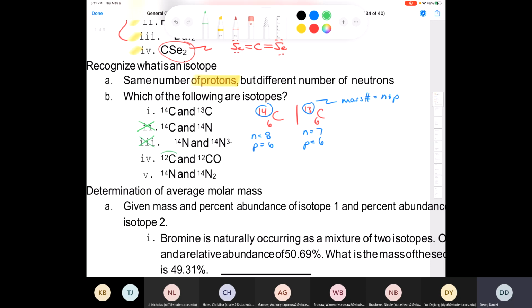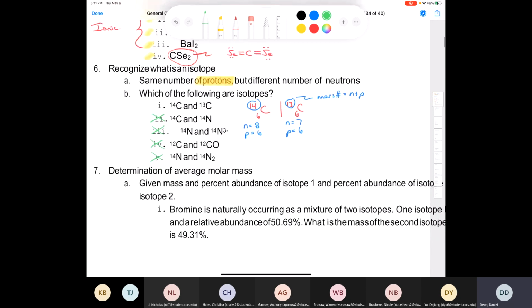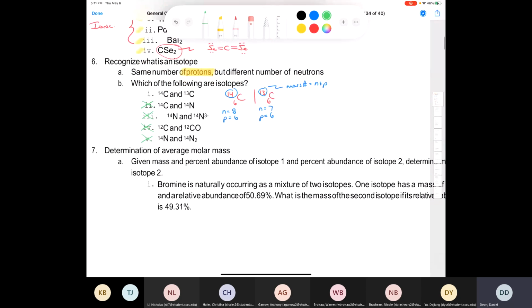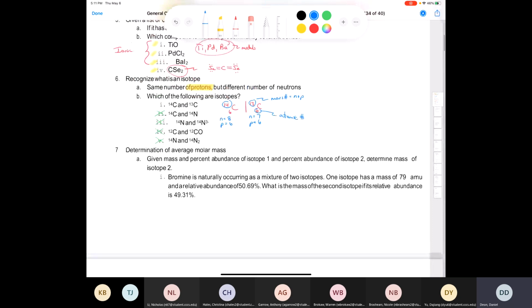Here we have an element and a compound. Right? This is carbon-12 in carbon monoxide. So those are completely different. Then we have nitrogen-14 and then nitrogen-14 in a nitrogen molecule. And so those are not isotopes of each other. So carbon-14 and carbon-13 are isotopes. And you need to know the difference between mass number and, of course, atomic number, which is the number of protons. All right, let's try a problem that involves a little bit of math here.